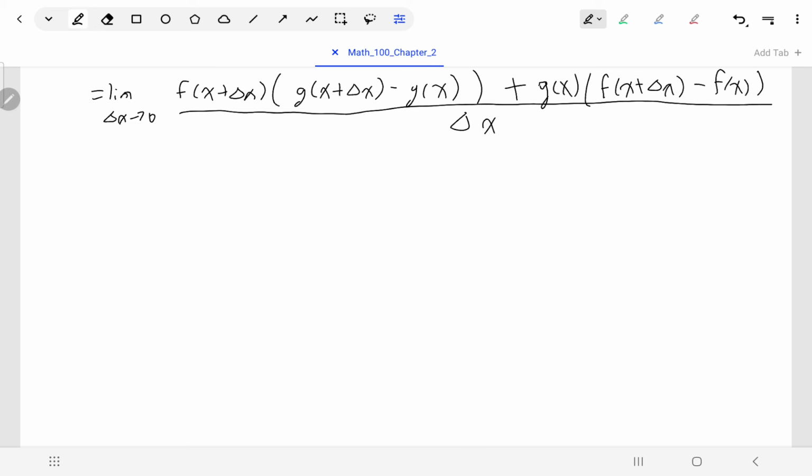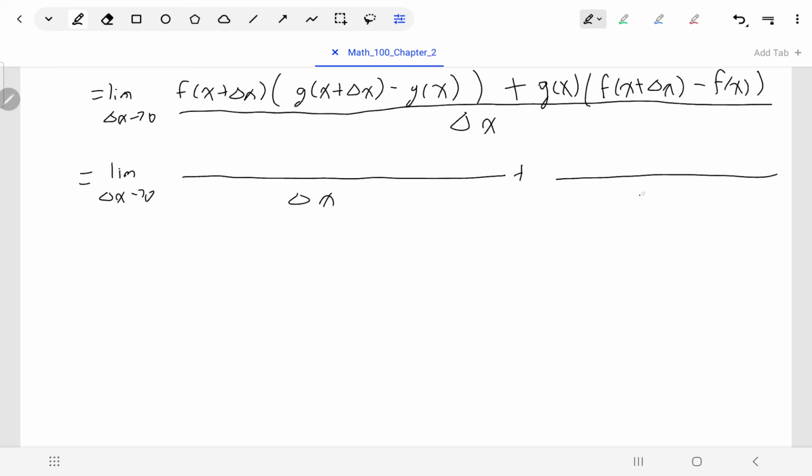So what I'm going to do now is do a little bit of splitting things up. You can see that in the numerator I have two big terms all over delta x. So I could split that up into two little fractions, both involving delta x as the denominator. So I'd have that first part of the numerator over delta x plus that second part of the numerator also over delta x.